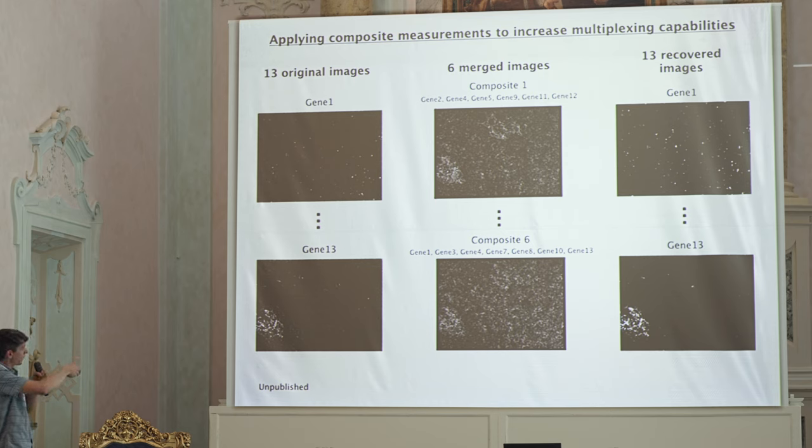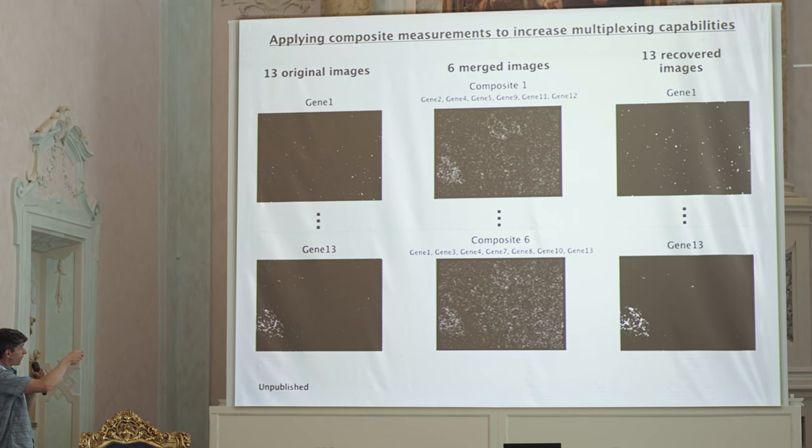What we did was we said, suppose we only wanted to have used 6 different channels. So here they had 13 fluorescent channels, actually through 2 rounds of cycling. We wanted to say, what if we only had 6 available? Could we use these ideas of compressed sensing and composite measurements to infer those original 13 images?